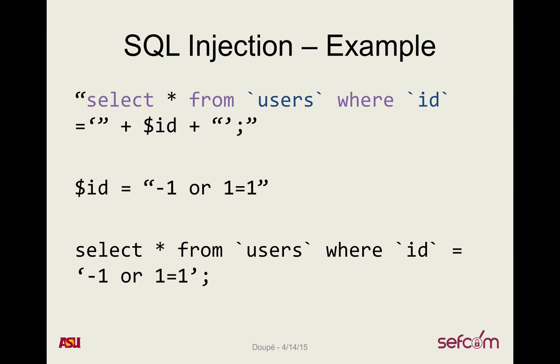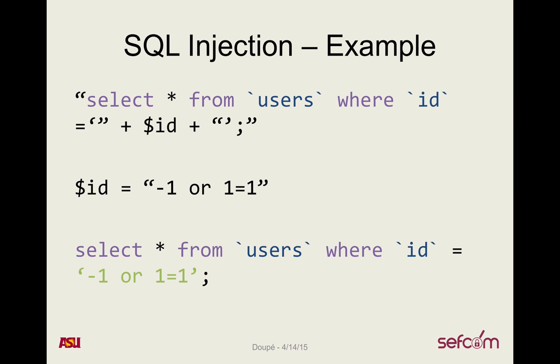The where clause is going to be true. So what is the server going to do? Compare ID to the string -1 or 1 = 1. It's all about parsing. So it's going to say select, that's the action, select star from users where ID is equal to the string -1 or 1 = 1. So are there any users with that ID? No, probably not, because of how it parses it.